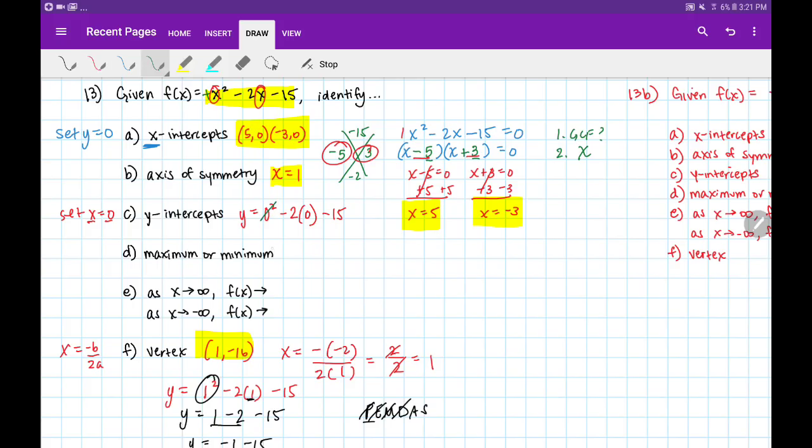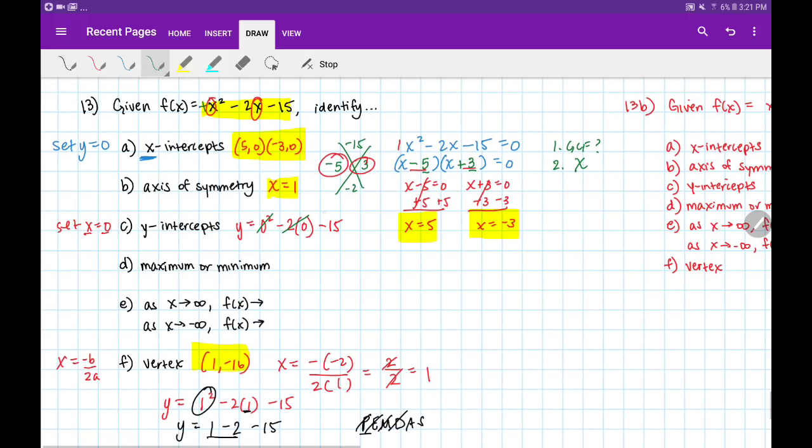This disappears because 0 times itself is just 0. This disappears because anything times 0 is just 0. And we're left with 0 minus 15, which is just negative 15. So our y-intercept is 0 comma negative 15. We set x equal to 0 and we found our y value. Let's highlight that and move on.